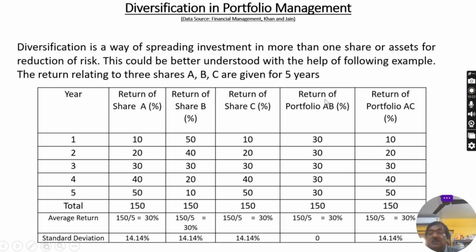Only this combination, you can reduce the risk even to zero. This is the big advantage for diversification. You need not sacrifice your return, but at the same time you can reduce the risk even to zero. That means always you will get the return this percent, that is 30%. This is called diversification.